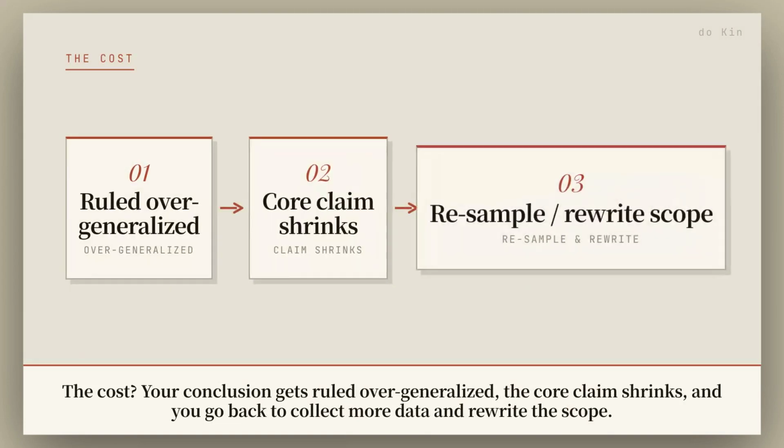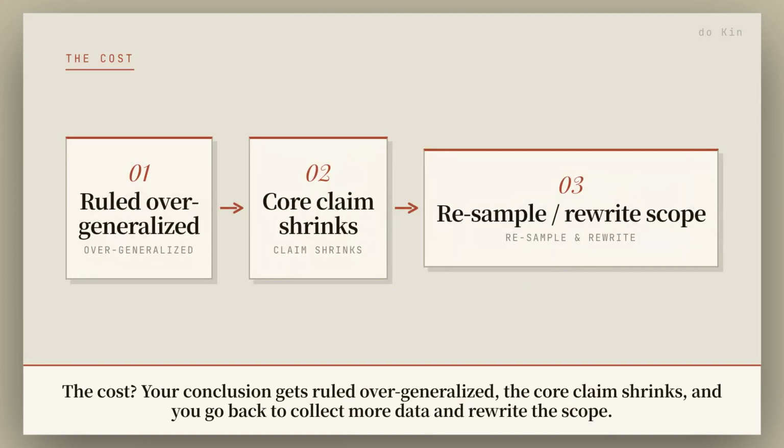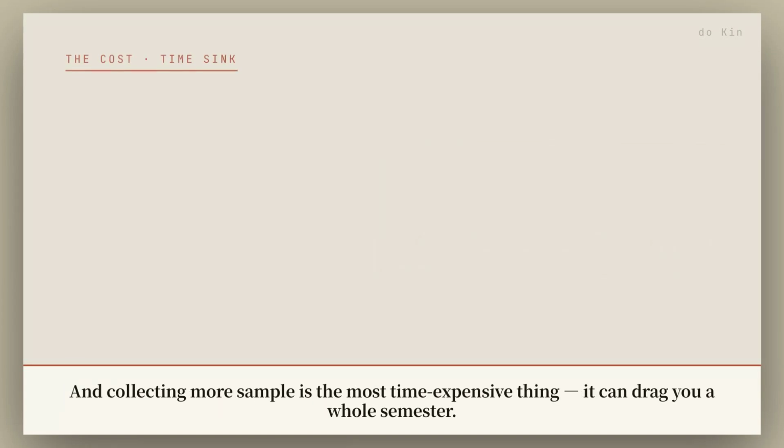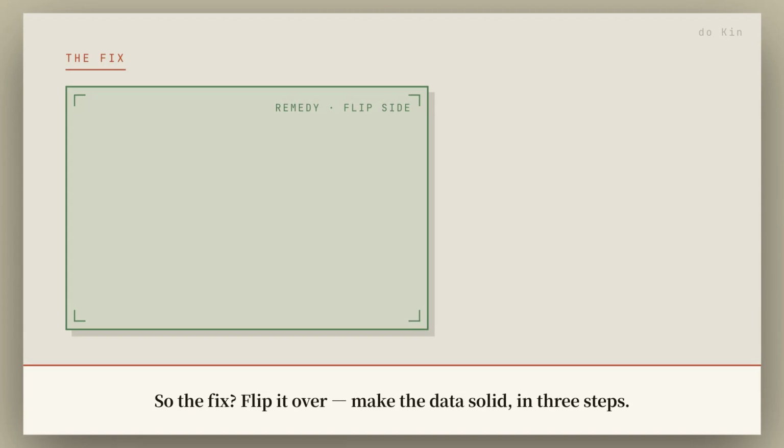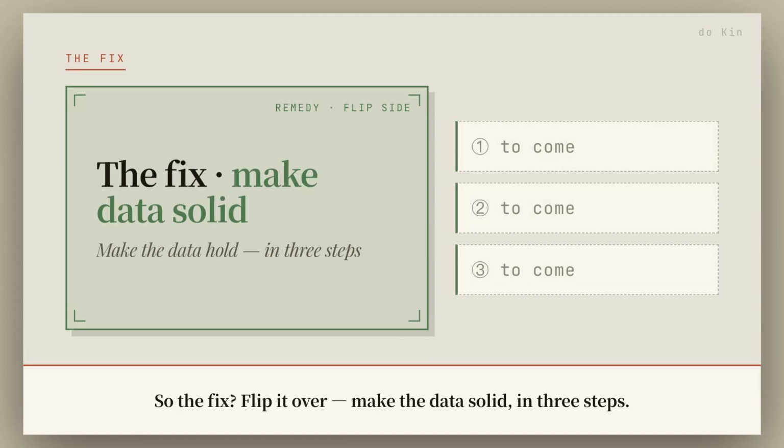The cost? Your conclusion gets ruled overgeneralized, the core claim shrinks, and you go back to collect more data and rewrite the scope. And collecting more sample is the most time-expensive thing. It can drag you a whole semester. So the fix? Flip it over. Make the data solid in 3 steps.